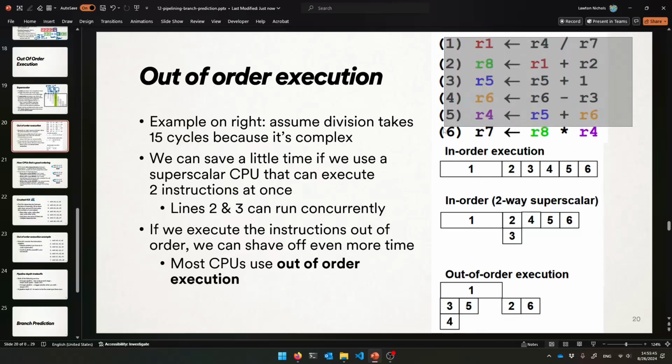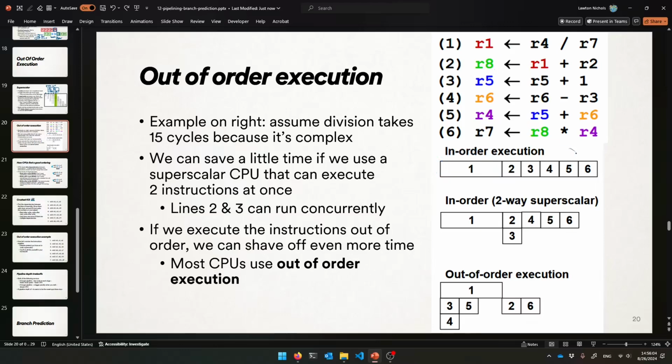Let's say that our registers are called R registers. With normal execution, let's say that it takes a while to do a division. Division is a hard problem. It takes a few clock cycles to do a division in a CPU. So that one takes like 3 or 4 clock cycles to run that line 1.